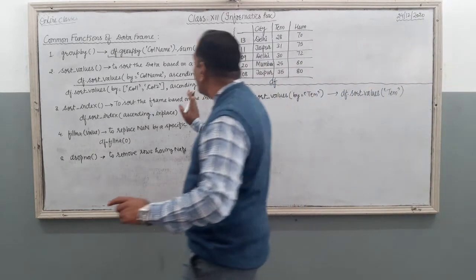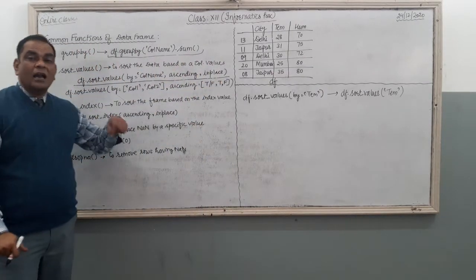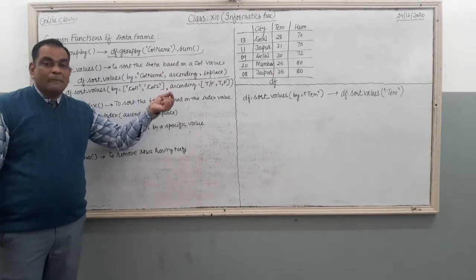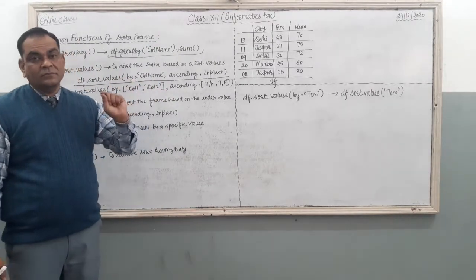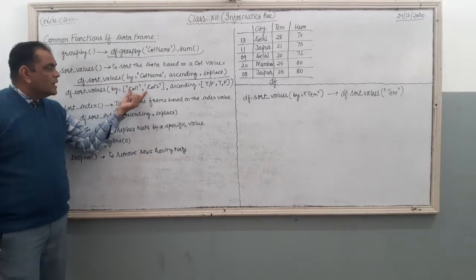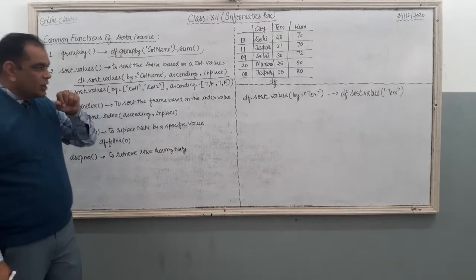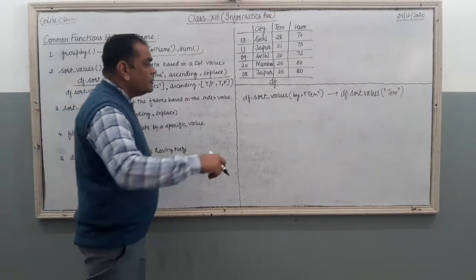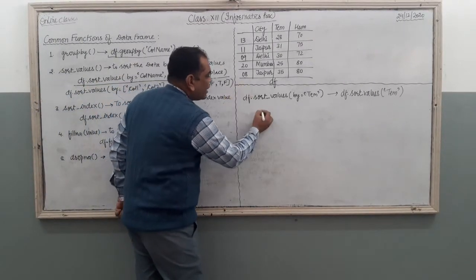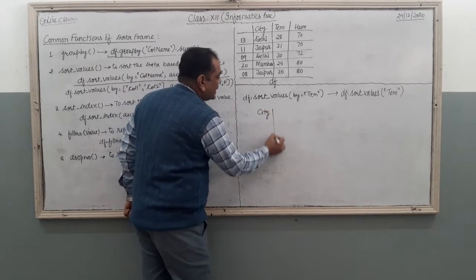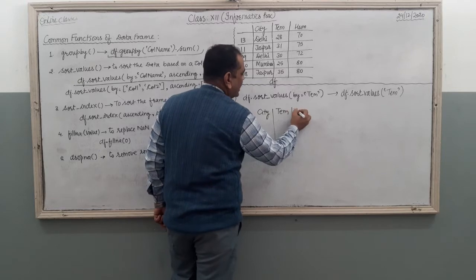If you don't use the ascending and inplace attributes in your command, and you are going to sort the table on a single column only, clear? If you use a multiple column operation, then by is compulsory. Now just see, by temp, what will be the output here? Output means your table is arranged according to the sorting level of temperature.